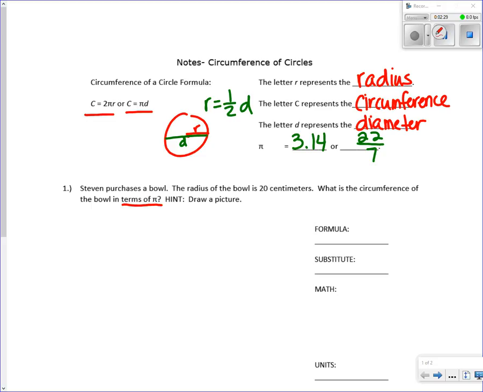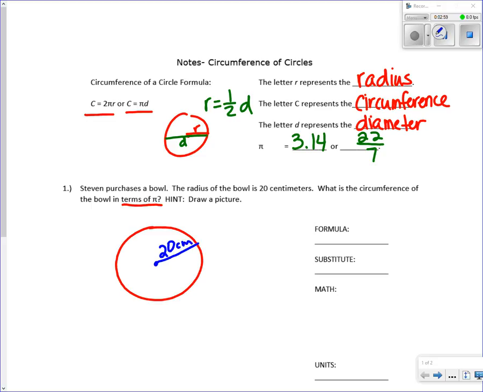Draw a picture. Always draw a picture if possible. I'm a very visual person. That really helps me, and I know a lot of y'all are the same way. So we're just going to draw our bowl as a circle. The circumference of the bowl, what is the circle? Okay. The radius is 20 centimeters. Ms. Nelson talked about radius, remember, is halfway across. So this is 20 centimeters.